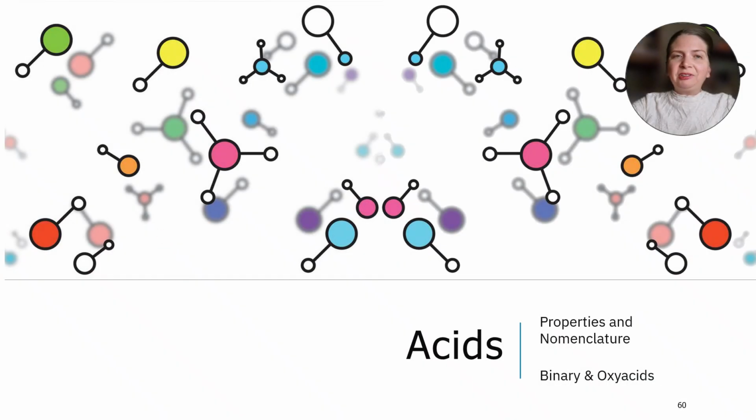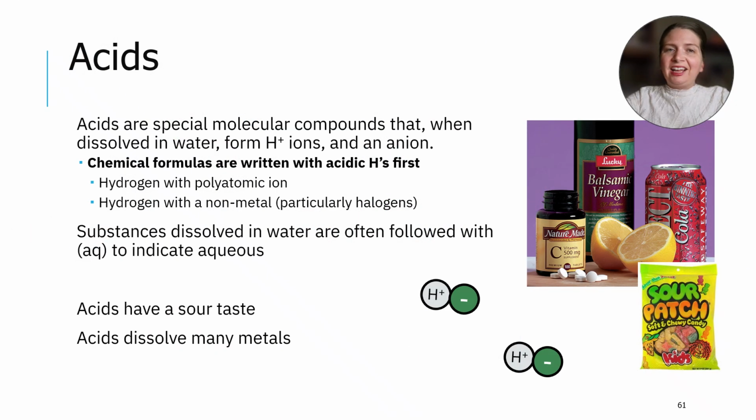In this video, we are going to be discussing acids, including their properties and how to name them. Acids are a special category of compounds. Although acids exist as molecules, they are made of hydrogen H+ ions combined with an anion. The chemical formula for an acid always lists the acidic hydrogen first. When acids dissolve in water, the H+ ions separate from the anions and become highly reactive.